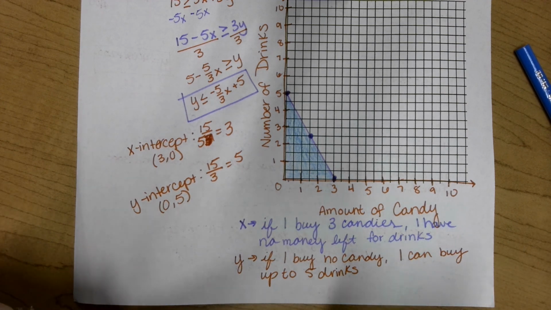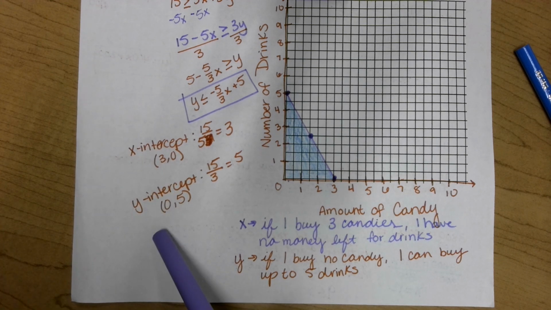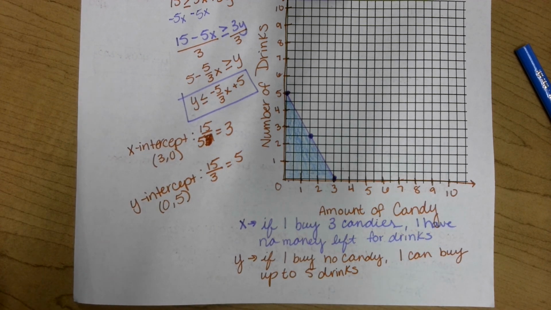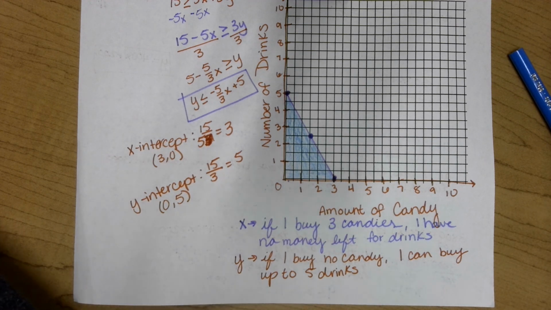All right, so let me just double check. Graphing the inequality, we did that. Identify the x and y intercept, we did that. Explain what it means, we did that. So yeah, 11 easy points right there. Okay, so this is by far the longest of the 3 videos, but it did finish everything up pretty nicely.